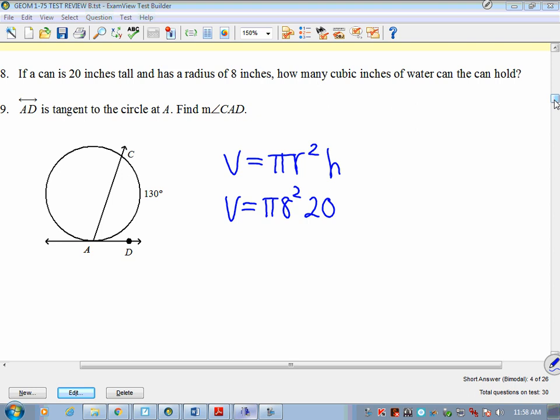I'm not going to go back to the computer calculator. 64 times 20 is 1280. So you could write that up as 1280 pi. They leave it in terms of pi. And inches cubed. What if on the test you had more than one option.